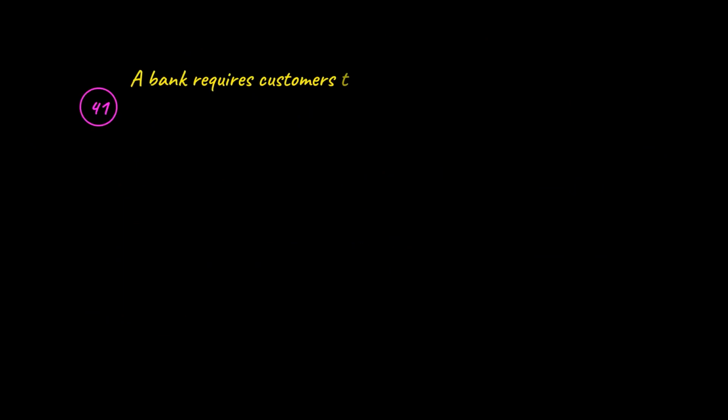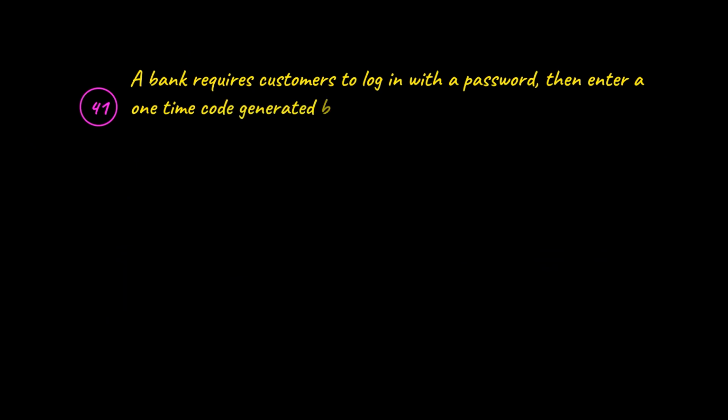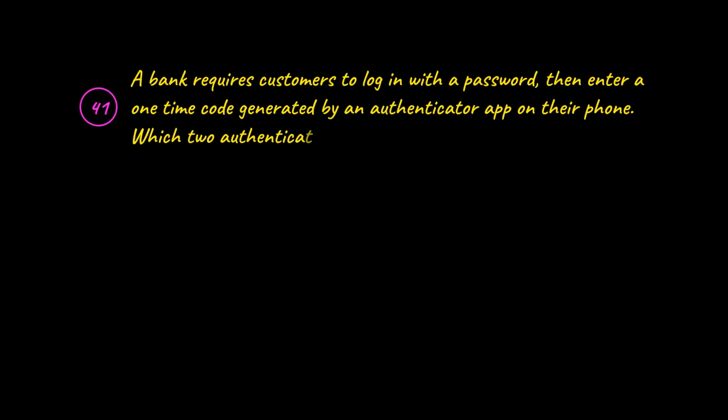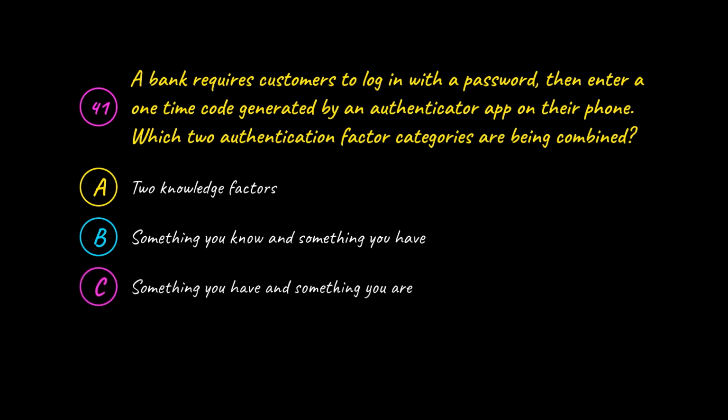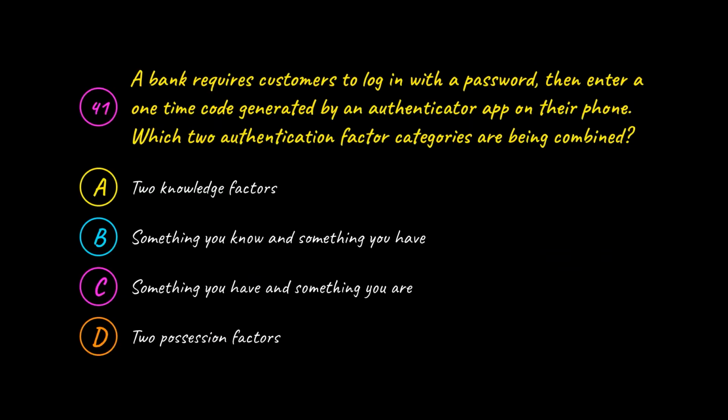Question 41. A bank requires customers to log in with a password, then enter a one-time code generated by an authenticator app on their phone. Which two authentication factor categories are being combined? Your options are A. Two knowledge factors, B. Something you know and something you have, C. Something you have and something you are, D. Two possession factors. Which one is it? Pause the video if you need more time.